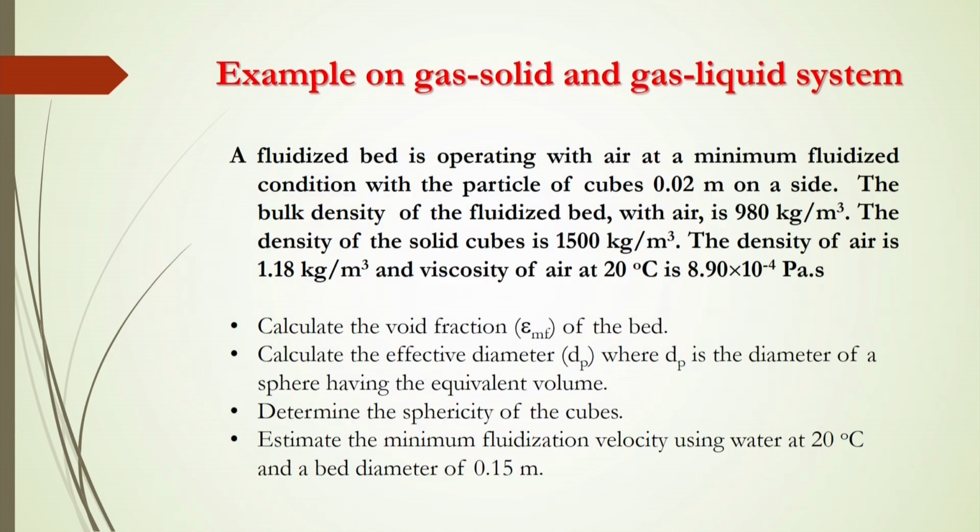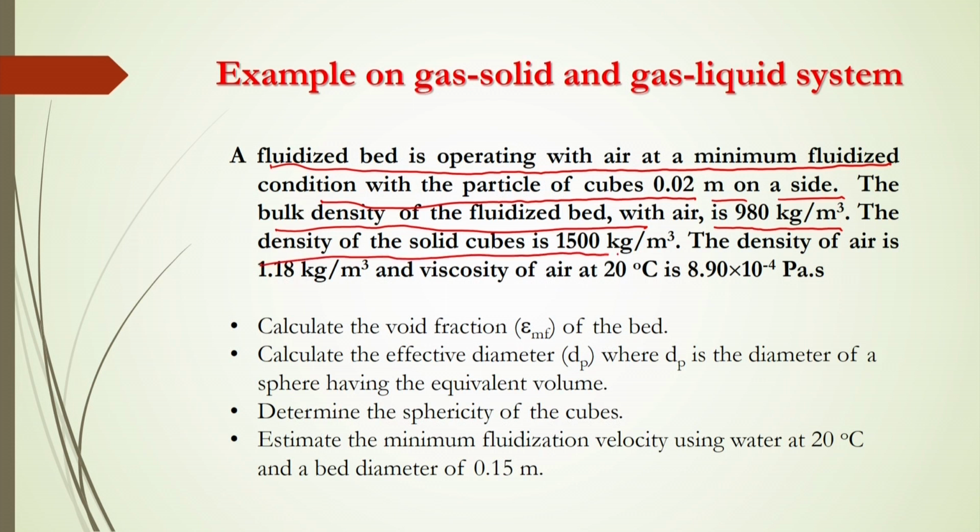Now, let us see an example on a gas solid and gas liquid system. Let us see, a fluidized bed is operating with air at a minimum fluidized condition with particles of cubes 0.02 meter on a side. The bulk density of the fluidized bed with air is 980 kg per meter cube. The density of the solid cube is given here, and the density of the air is given as 1.18 kg per meter cube. Then the viscosity of air is given like this.